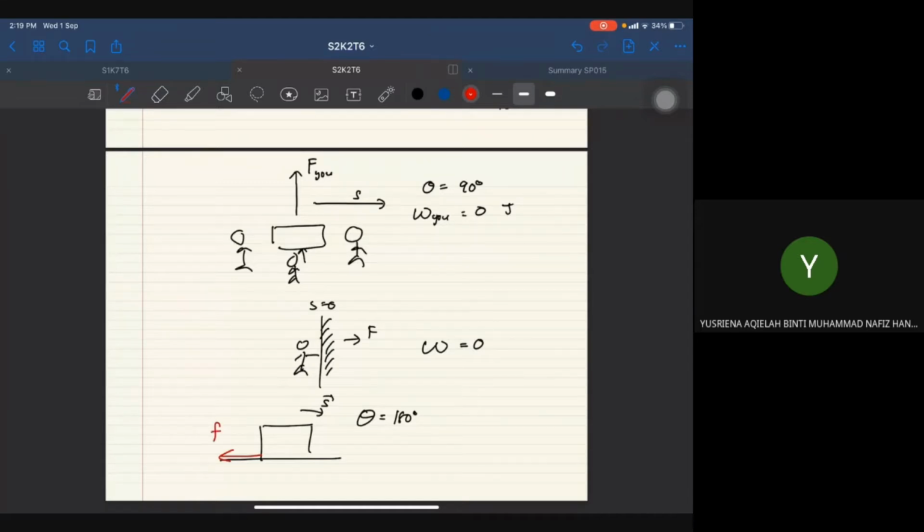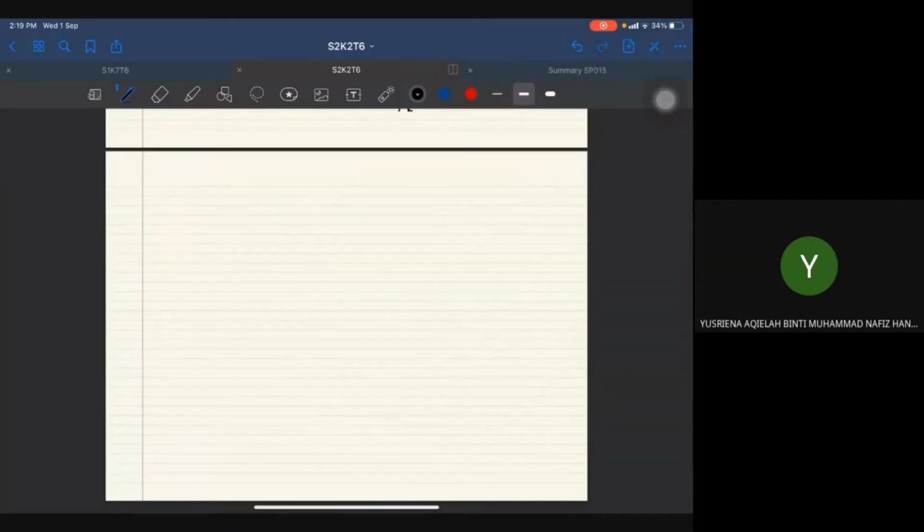Okay, maybe it's a kinetic friction, maybe, yeah. So if you have a force in that direction, then the theta will be 180. So the work done by kinetic friction is actually negative. Okay, so it means that energy is going out from the system. So right over here, what does it mean? Positive work, negative work, zero work. So this one is basically no work done on the system.